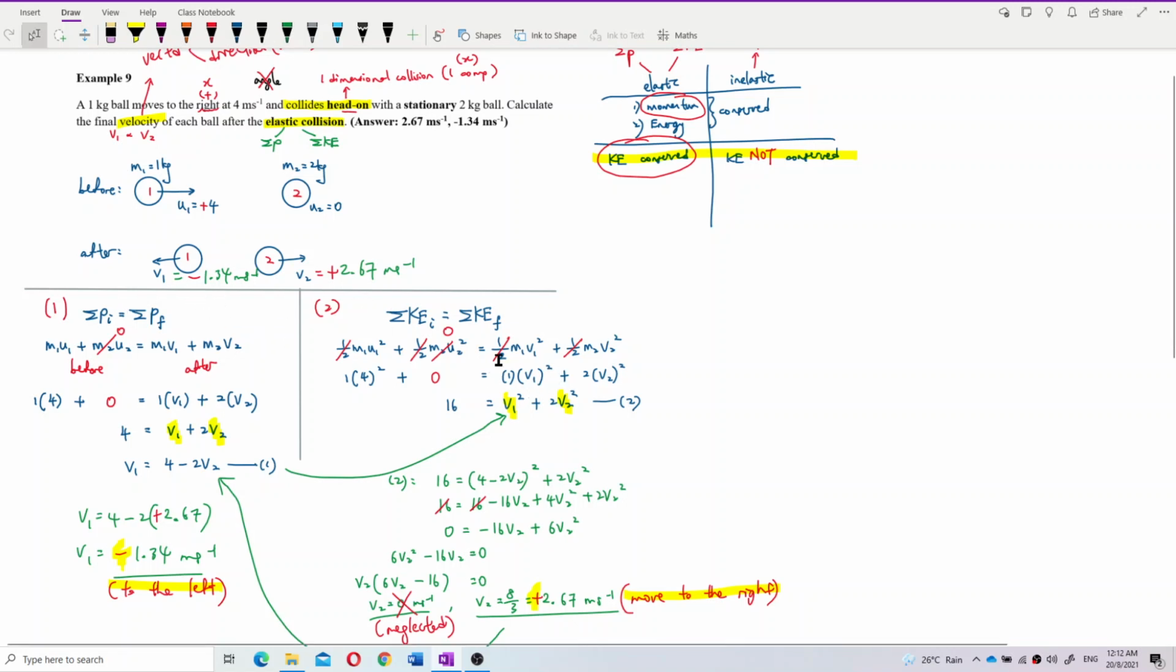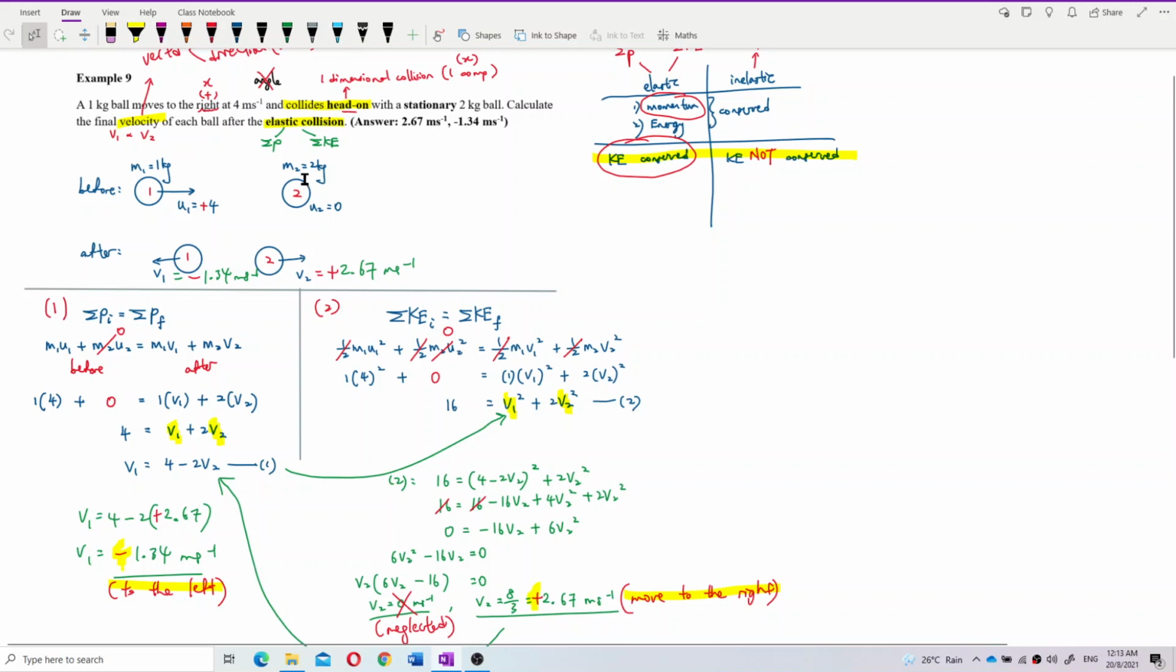So that's the answer. Is it correct? V2 is 2.67, positive, which means it moves to the right. And V1 is negative 1.34, negative means it moves to the left. Yes, correct. My answer is correct.